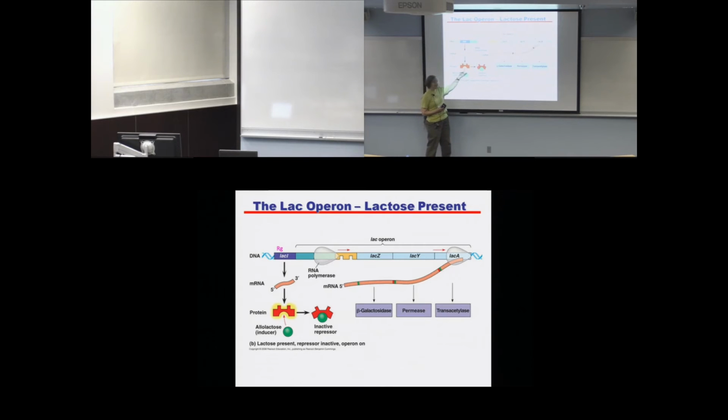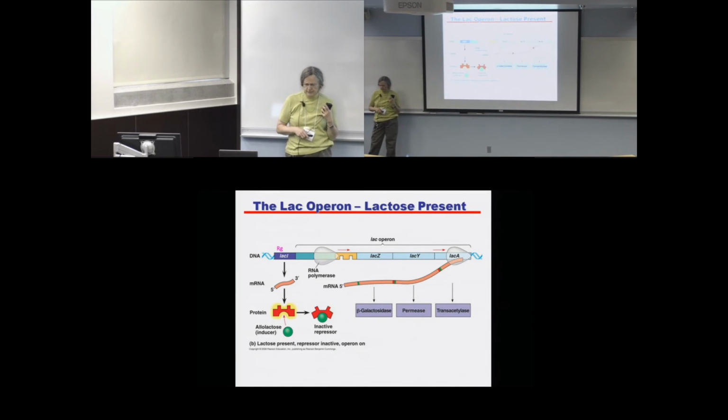Allolactose, though, binds to the lac repressor. And when it does that, a conformational change occurs, and the shape of that protein is distorted, and it can't bind the DNA anymore. All right? So if it can't bind the DNA, then RNA polymerase is free to read through, make a message, and then this message will be translated into these proteins. Super. All right. So if lactose is present, we can make beta-galactosidase, permease, and transacetylase.